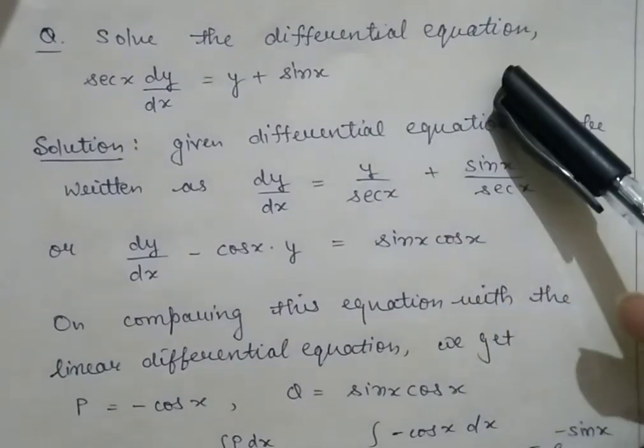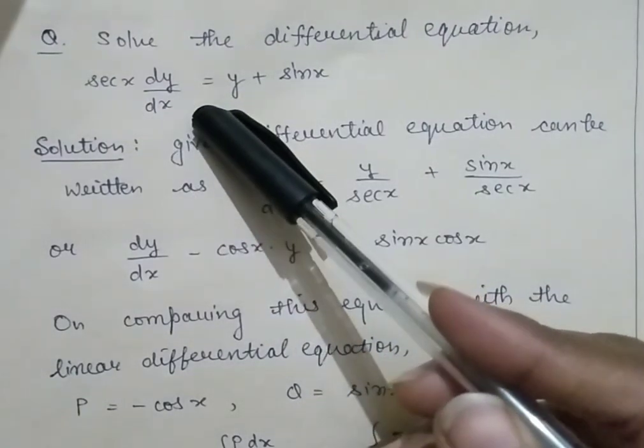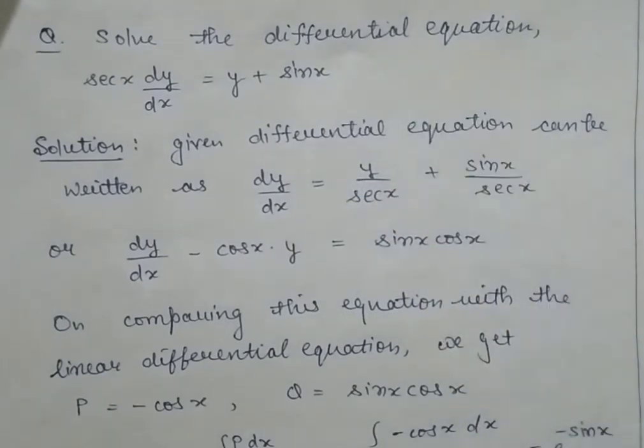Solve the differential equation secant x dy by dx equal to y plus sin x. We want to solve this equation with the linear method. So we will write this equation in the form either dy by dx plus px equal to q, where p and q are functions of x only or some constant, or in the form dx by dy plus py equal to q, where p and q are functions of y only.